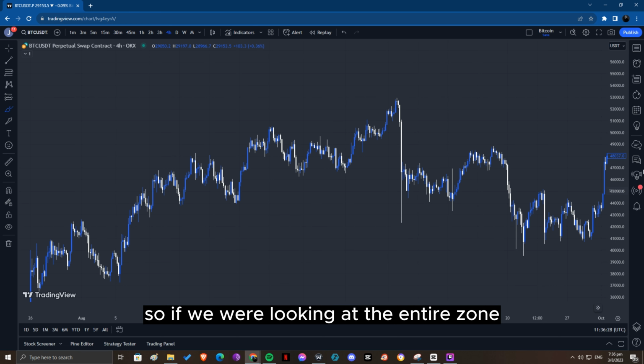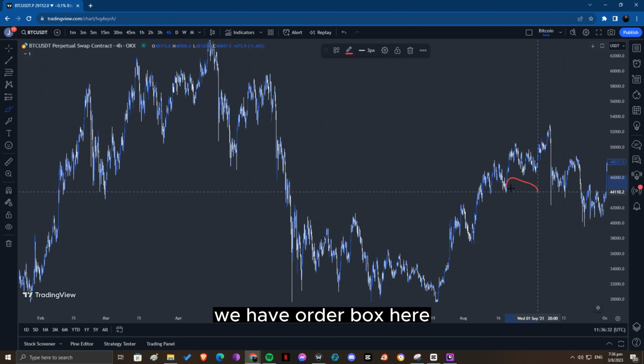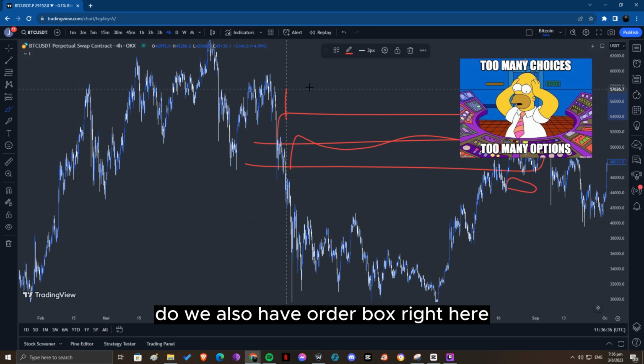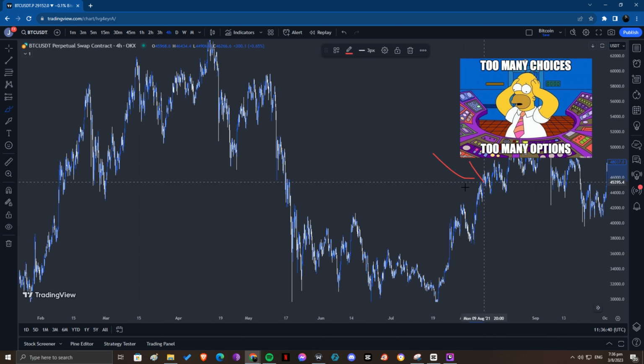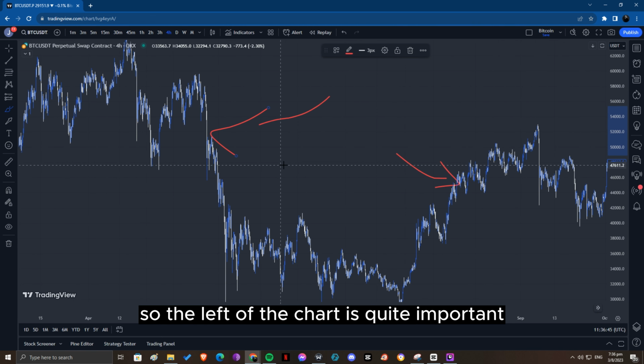So if we were looking at the entire zone, let us not forget that yes, we have order blocks here, but do we also have order blocks right here? Do we also have order blocks right here? Do we also have order blocks right here? Sure, we have order blocks here, but let's not forget that we also have order blocks right here. So the left of the chart is quite important.